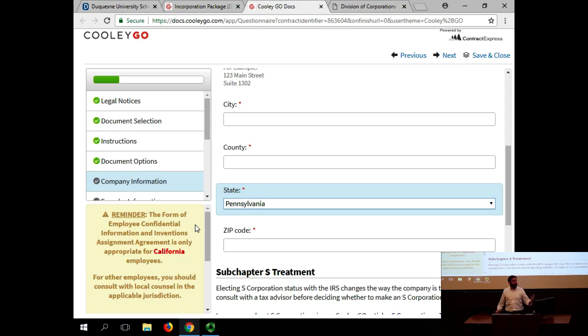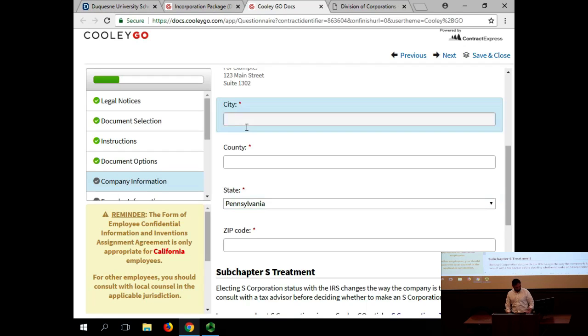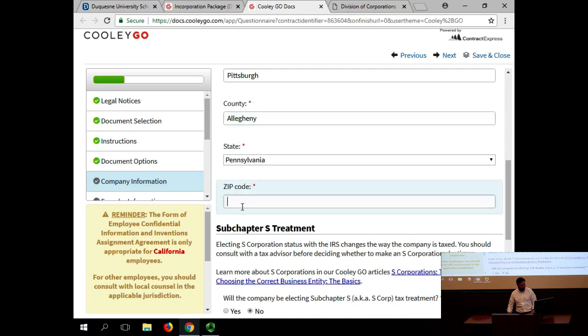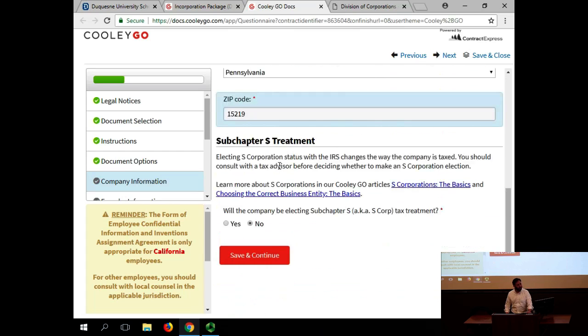And you're an attorney. This isn't legal advice, so it is your obligation once the documents are generated to look them through, make sure they work. So, all right, Allegheny, Pennsylvania. Now we get to make the election of the subchapter S.